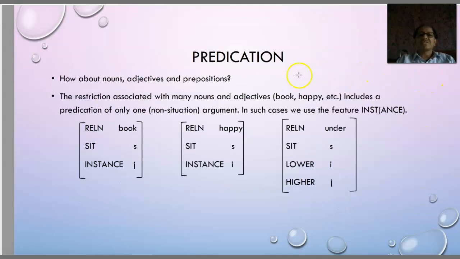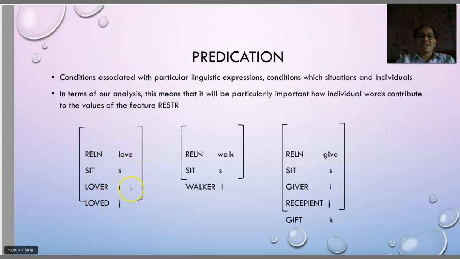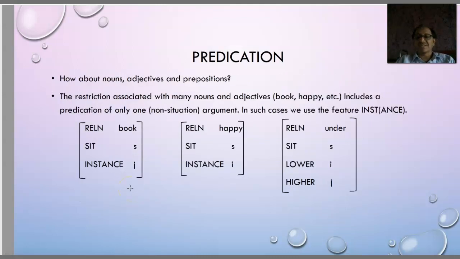That is nouns, adjectives, and prepositions. The restriction associated with many nouns and adjectives, like book, happy, etc., includes a predication of only one argument, which is a non-situation argument. They will not have a situation argument, they will have a non-situation argument. In such cases, we use the feature instance. We don't use, as we used, lover, loved, or walker, giver, recipient, etc.